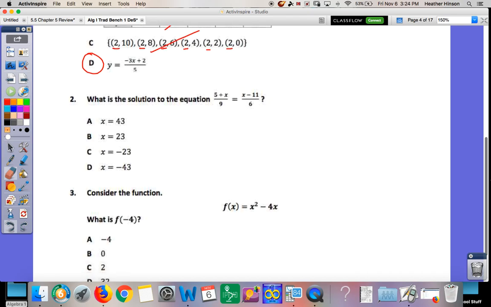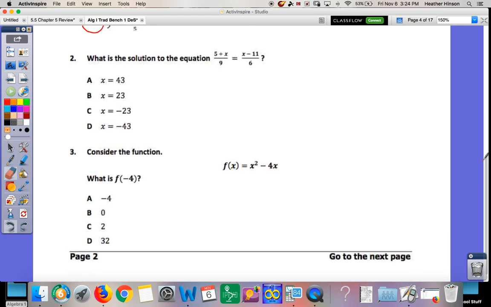Okay, number 2, what's the solution to the equation? There are multiple ways you can solve this equation. What I think is the easiest is just to do the cross multiplying, just the butterfly method. So 6 times 5 plus x, 6 times all of that. And the other side, 9 times all of that, x minus 11. Then you can just distribute.